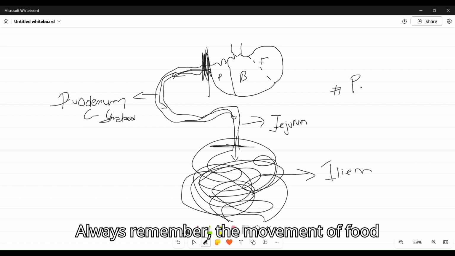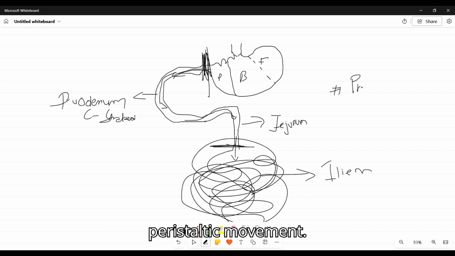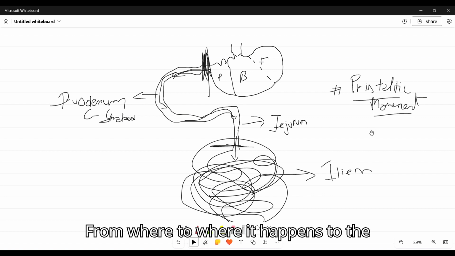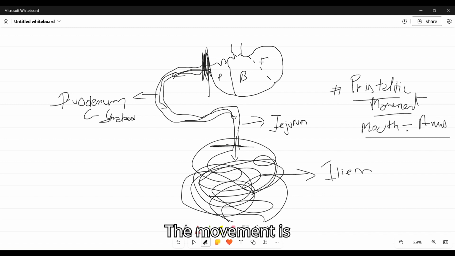Always remember, the movement of food from the mouth to the anus is peristaltic movement. From where to where does it happen? From the mouth to the anus. The movement is peristaltic movement or peristalsis.